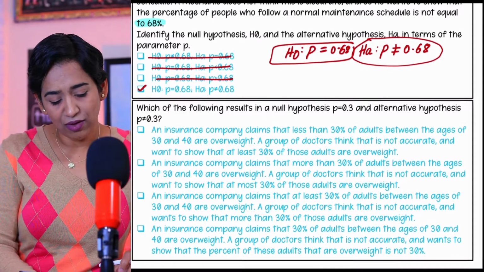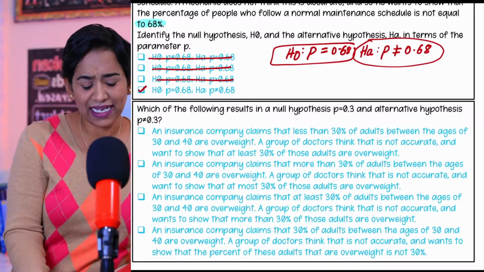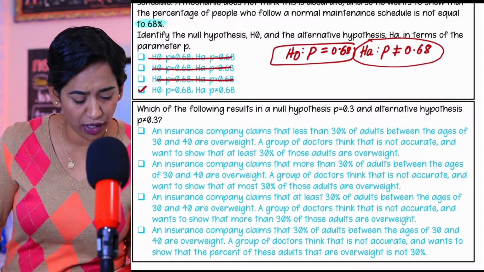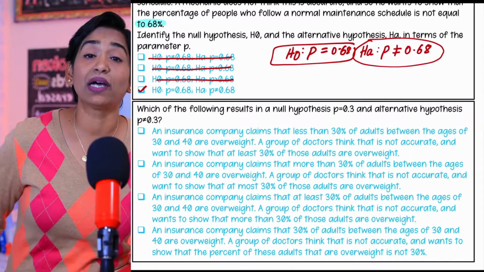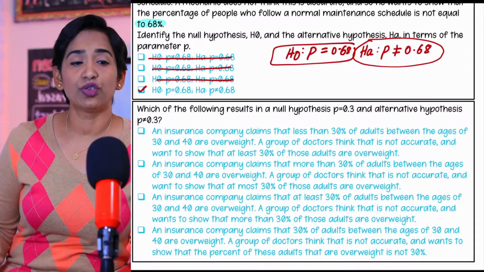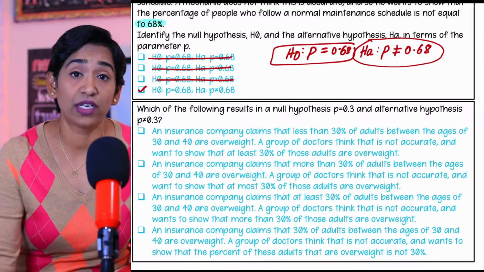Okay? All right, now let's go ahead and take a look. Which of the following results is a null hypothesis? P equal to 0.3 and alternative hypothesis not equal to. So the keywords for not equal to is different.